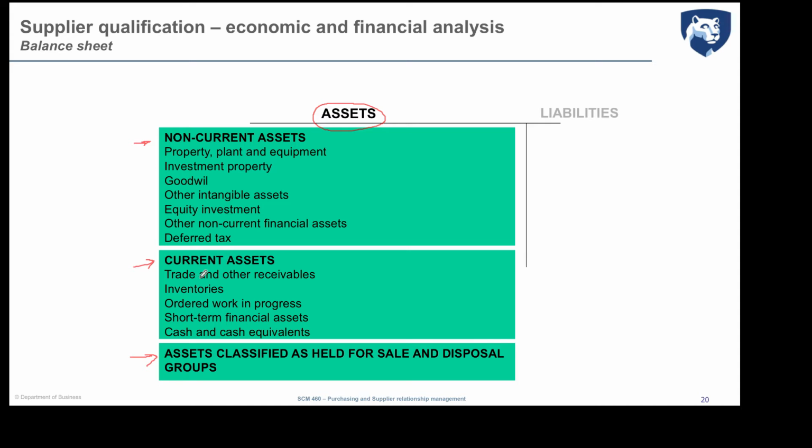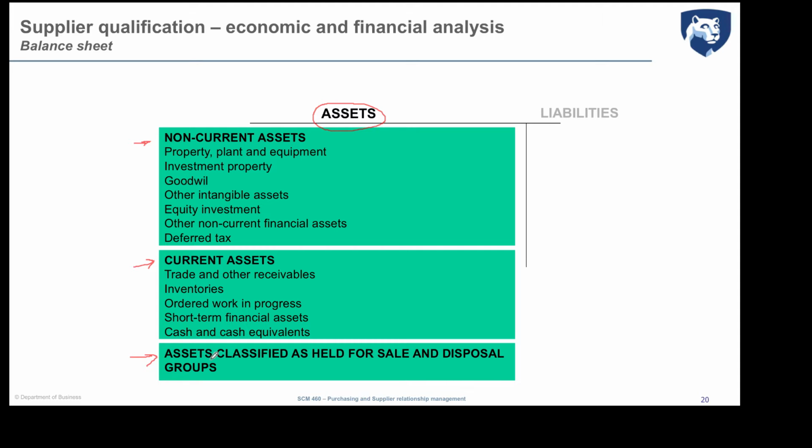Current assets are instead all the remaining assets of the company, which are expected to consume their value in the current year, like inventories, work in progress, short-term financial assets, cash and cash equivalents, and trade and other receivables. These are all the assets that are owned by the company today, but I don't expect to own them at the end of the year because I should use them to support my operations.